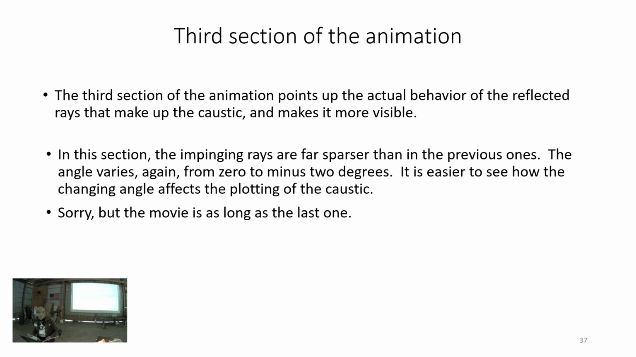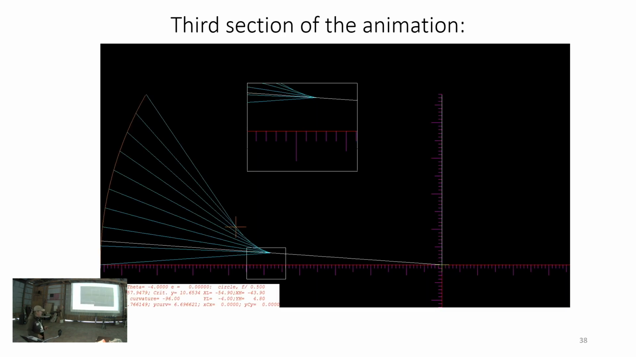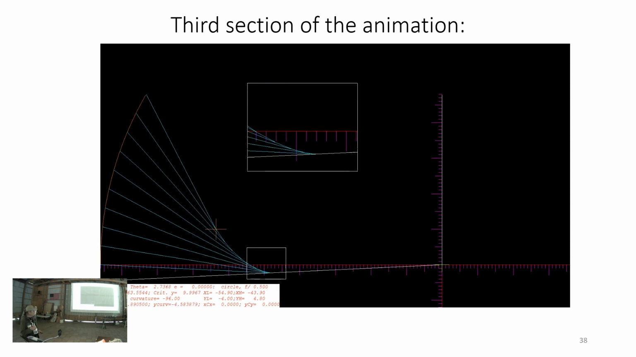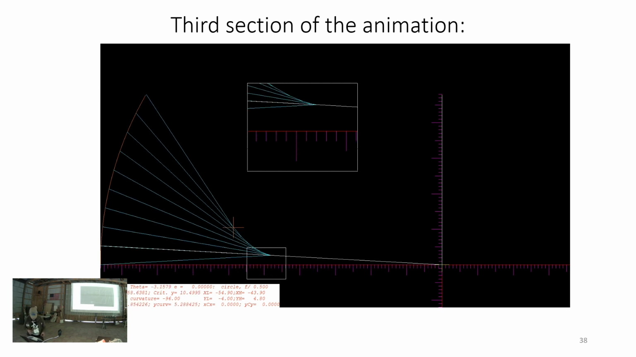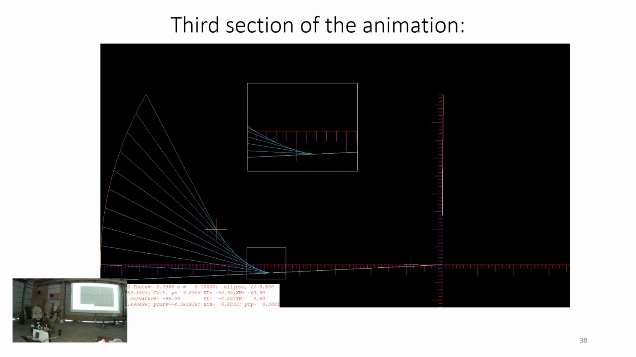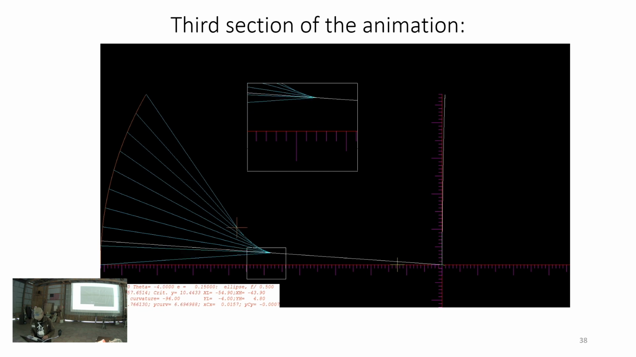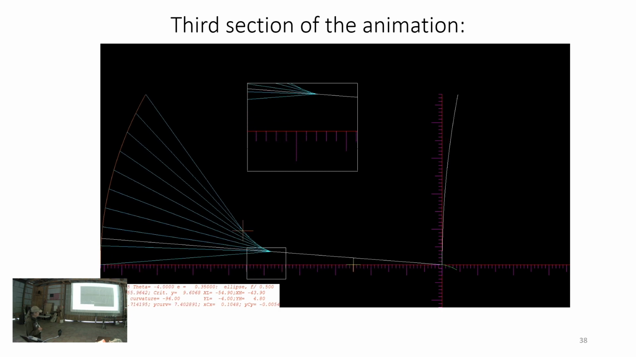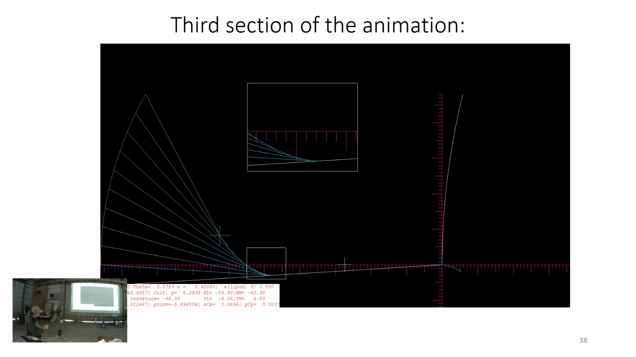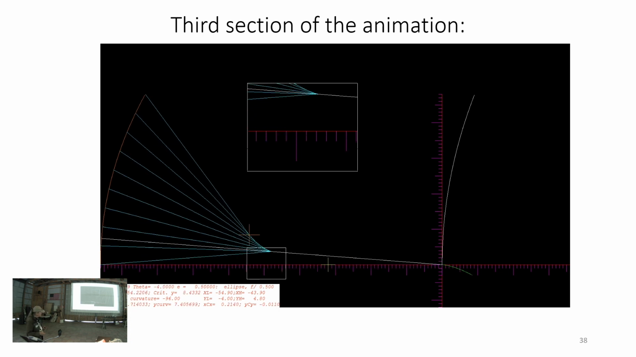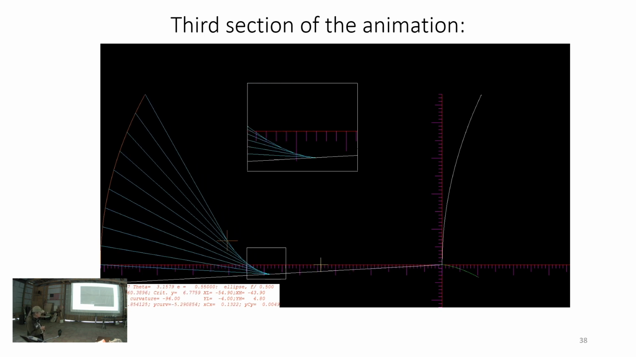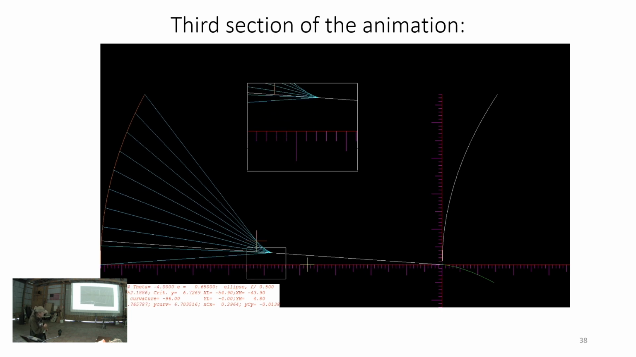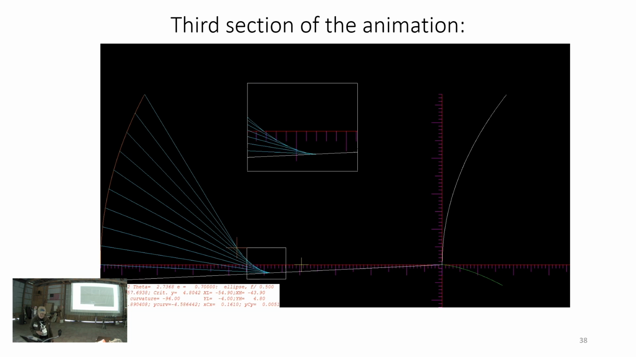Now here's the third section of the animation, and this has a much sparser set of incoming rays. It's the same thing. Go ahead and start it, I think. And I apologize for the fact that it takes as long as the other one, but I guess that's science. The main feature of this is you can see what is happening to the extent of the caustic here as the thing moves up and down. But the caustic always points at the origin here. Interesting. Center of the sphere.